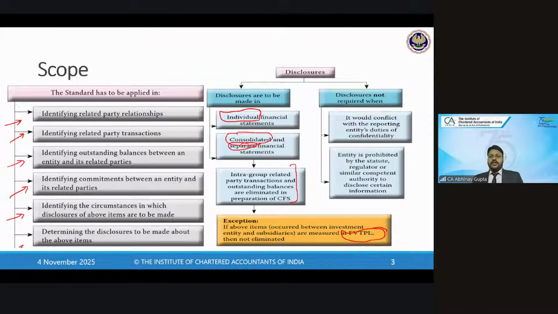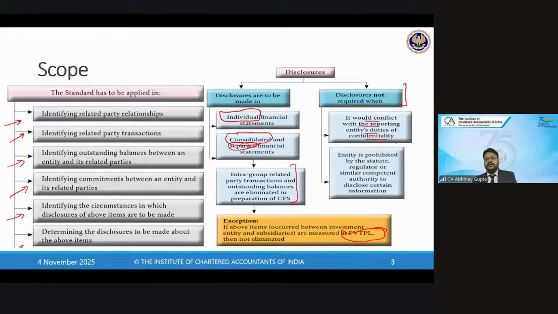Now, similarly, under related party transactions as well, the entity would be covered as a related party by virtue of establishing control over that entity, right? So here as well, this will not be regarded as a related party, so we will skip the disclosures for that. So this is the common exception. And what is the other exception? Disclosures are not required when they would conflict with the reporting entity's duties of confidentiality, right?